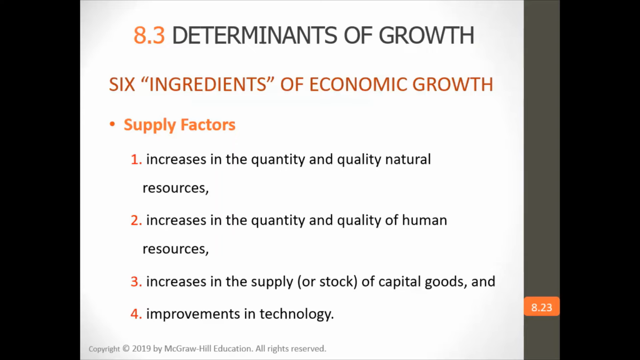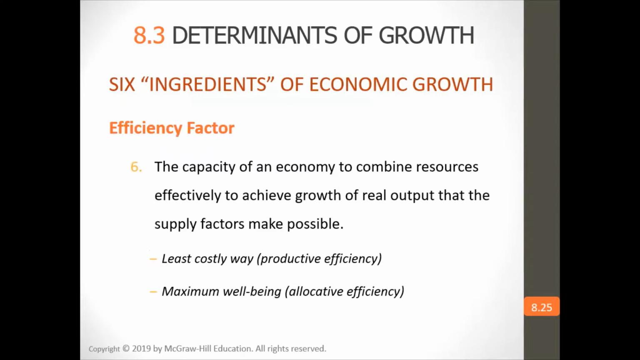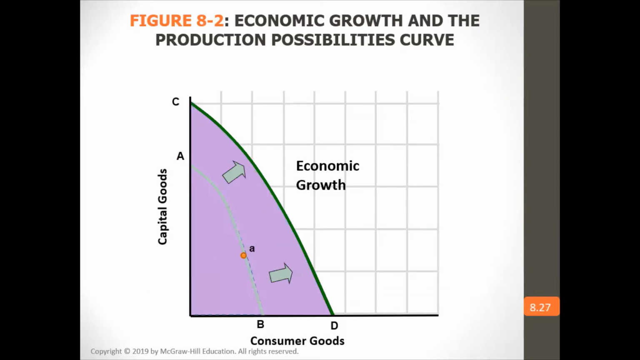6 ingredients of economic growth: supply factors, increase in the quantity and quality of natural resources, increase in the quantity and quality of human resources, increase in supply or stock of capital goods, and improvements in technology. Demand factor: the increase in aggregate demand that brings about the economic growth made possible by an increase in the production potential of the economy. Efficiency factor: the capacity of an economy to combine resources effectively to achieve growth of real output that the supply factors make possible. So this is economic growth where they can produce more consumer and capital goods.